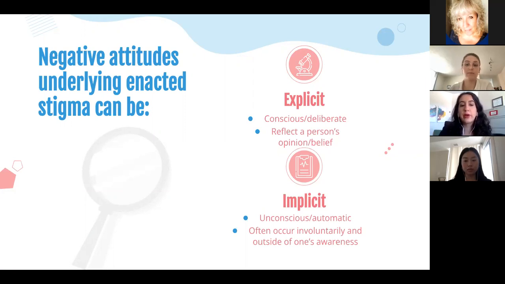And when we talk about implicit, an example could be how during medical visits with people living with obesity, physicians with greater implicit weight bias may sit further away from their patient, use less visual contact, be less engaging, to name a few. And so it's really unconscious and automatic, and often occurs involuntarily and outside of one's own awareness.